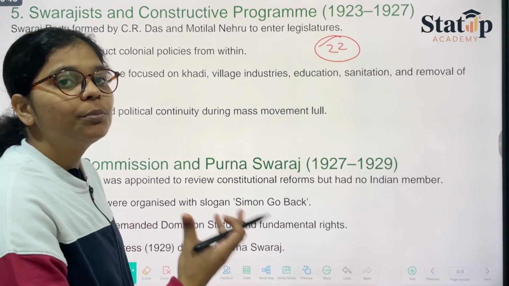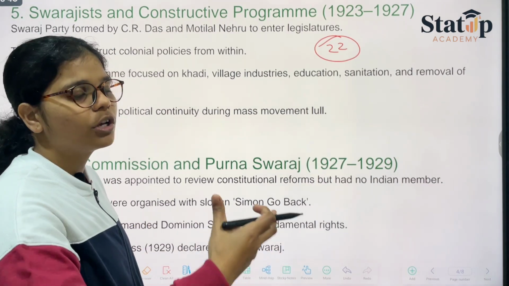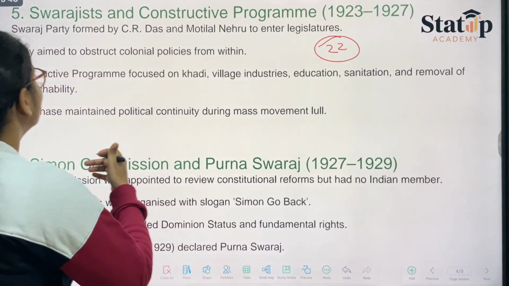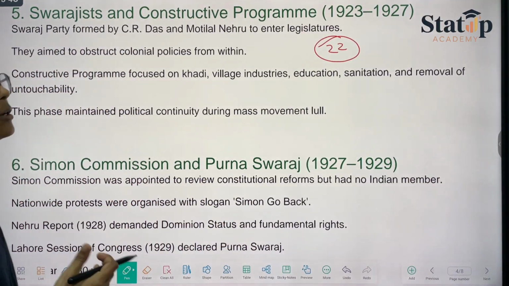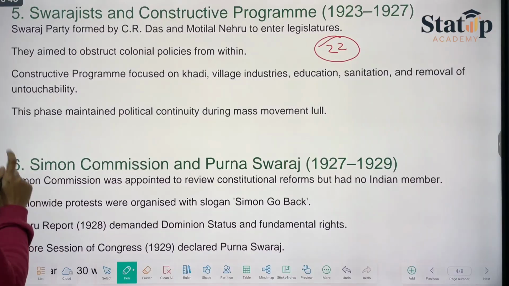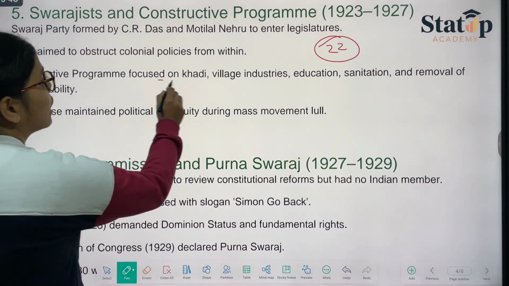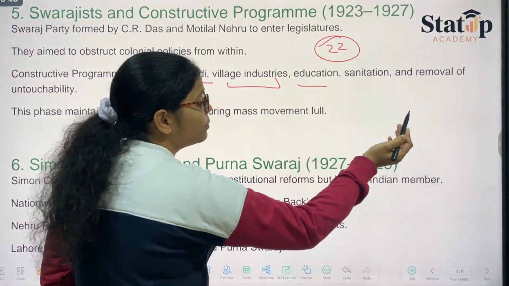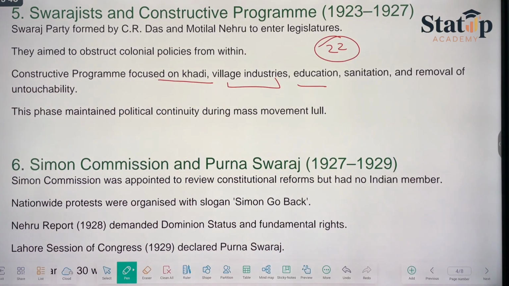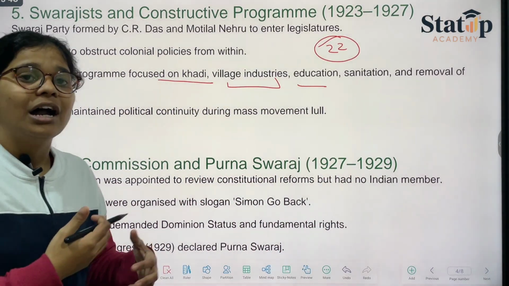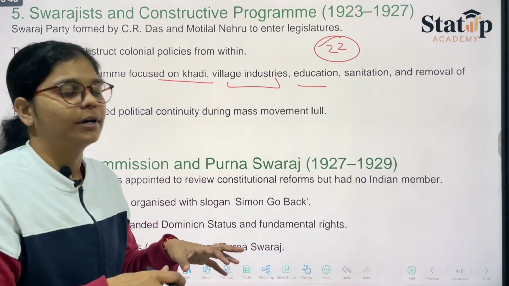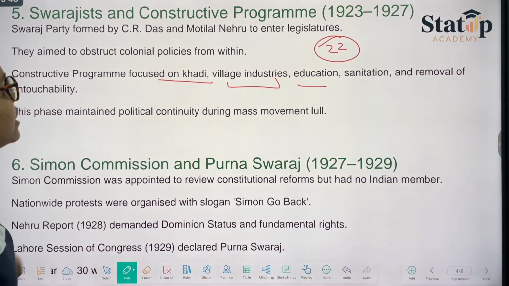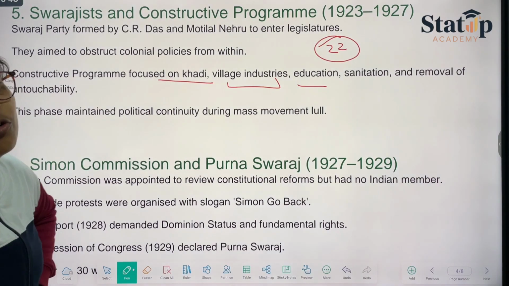They were moving into the polity of India. So they decided to move politically. Then what happened was they aimed to construct colonial policies from within. Constructive program involved खादी चाहिए रहेगी. विलेज में आप इंडस्ट्रीज बना दोगे. एजुकेशन यू विल बी फॉलोइंग, सैनिटेशन, रिमूवल ऑफ अनटचेबिलिटी. सो जितने भी अनडूएबल फैक्टर्स थे वो उन पर काम कर रहे थे, so that things could work out at that pace as well. This phase maintained the political continuity during the mass movement.